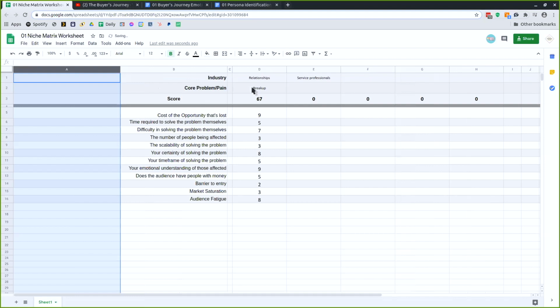All right. So give me your industry. I think we said the industry that we're targeting is going to be first time home buyers. And the core pain or problem? Was getting that bank approval letter. Yep. Okay.